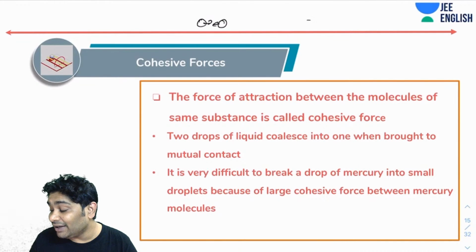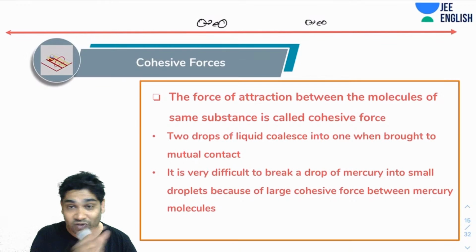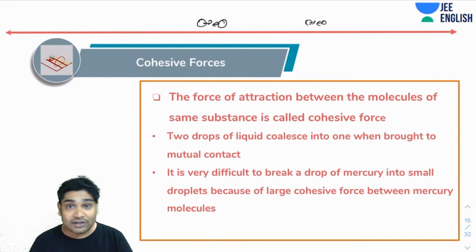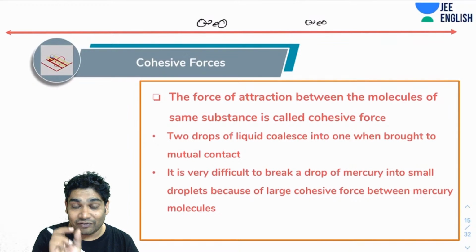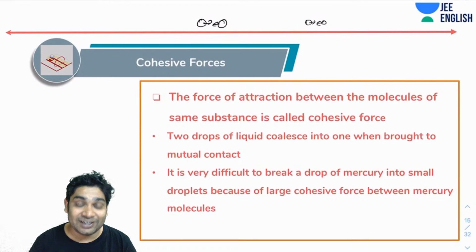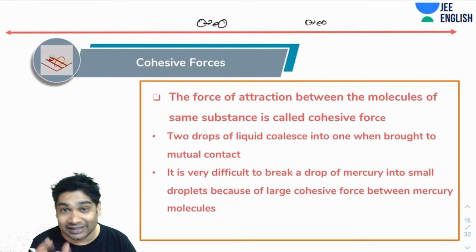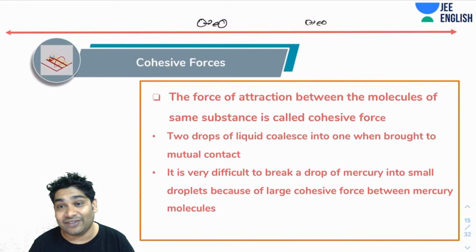Similarly, mercury molecules would attract each other. Such forces, acting between the same kinds of molecules, are called cohesive forces. The effect of these cohesive forces is that if you bring two drops of a liquid together, they will coalesce and combine to make a single drop. That happens due to the cohesive forces bringing them together. Similarly, it is very difficult to break a drop of mercury into small droplets because it has very large cohesive forces.